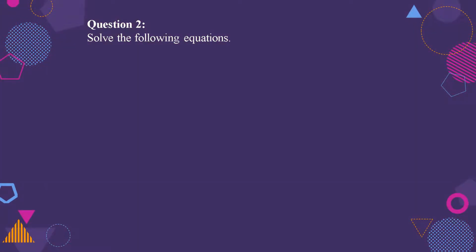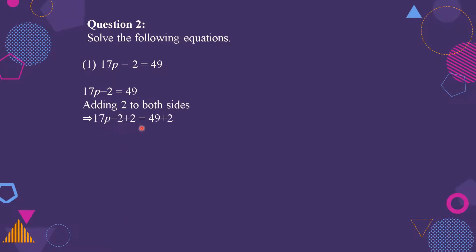Now let us do question 2 of the same practice set, that is solve the following equations. We have to find the solution of the given equations. So let us do the first one. First one is 17p minus 2 equal to 49. Adding 2 on both sides, so we get 17p minus 2 plus 2 is equal to 49 plus 2. On your left hand side, minus 2 plus 2 gets cancelled, and we have 17p is equal to 49 plus 2, that is 51.